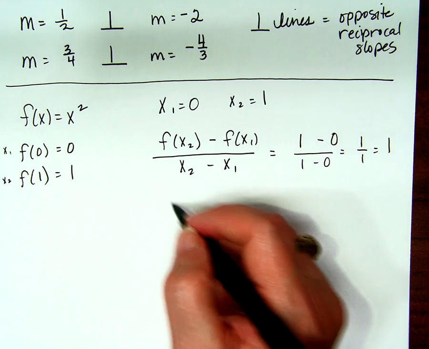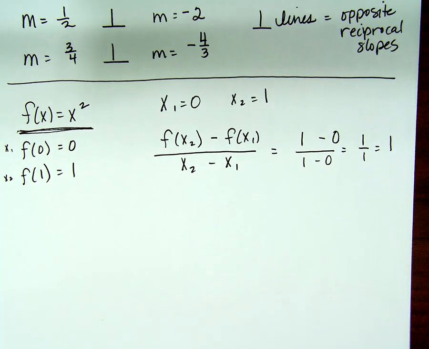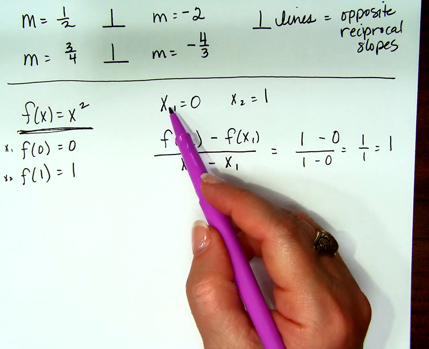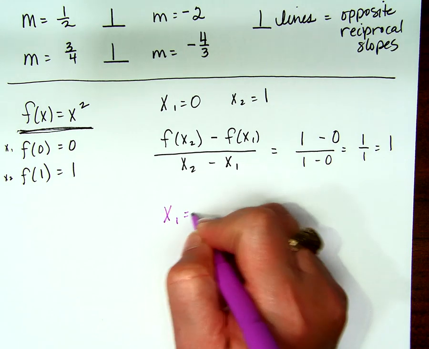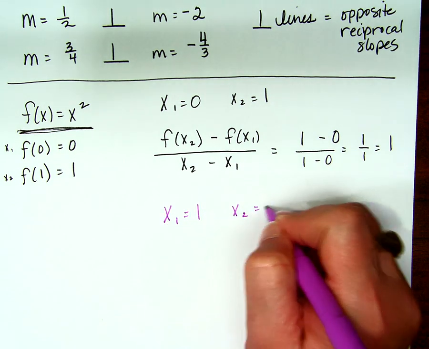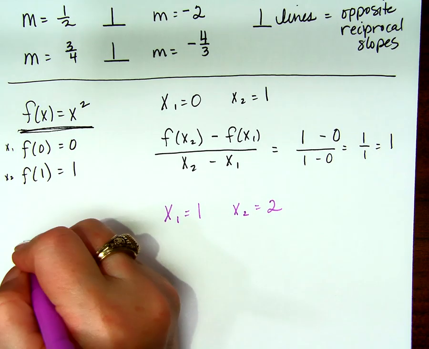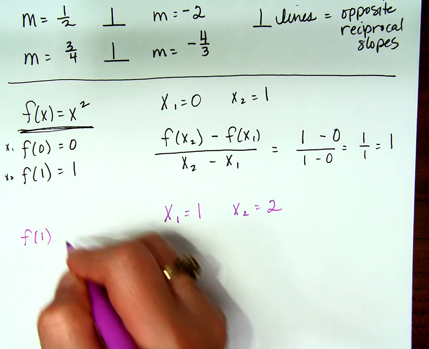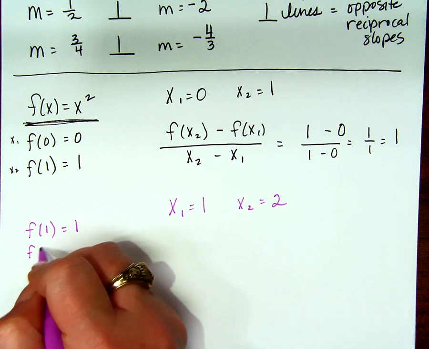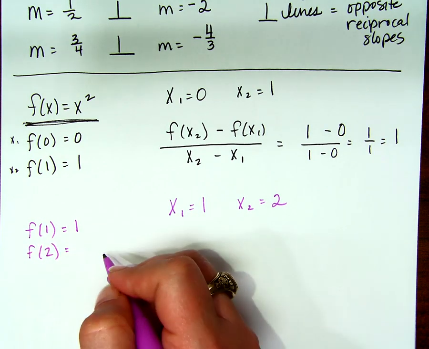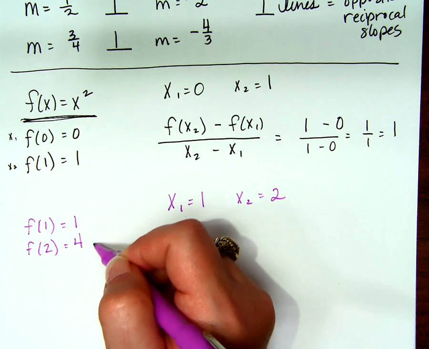What if I said, though, same equation, same parent function right here, but what if instead of x sub 1 being 0 and x sub 2 being 1, we used x sub 1 was 1 and x sub 2 was 2? How would that change this? What is f of 1? Because 1 squared is 1, right? What is f of 2? 4, because 2 squared is 4.